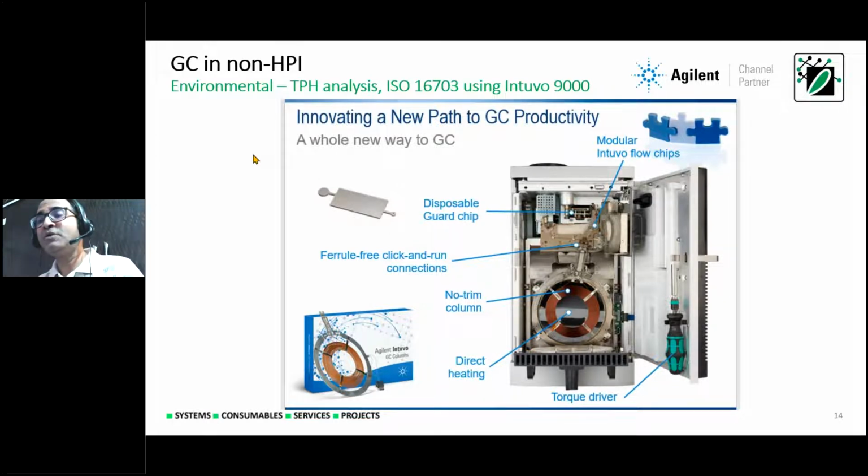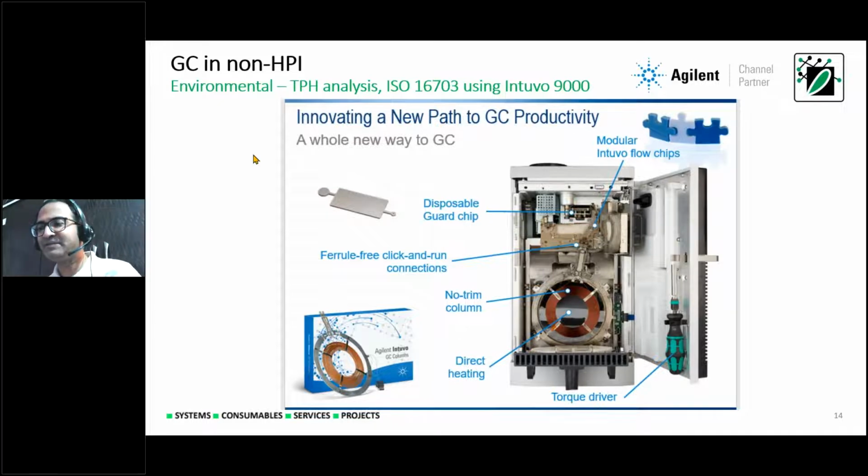But total petroleum hydrocarbon is another analysis that many testing labs, and even the hydrocarbon or the HPI labs, also do. Therefore, this would be a very interesting application to look at. Here, we are not looking at a standard 8890 series GC, although the 8890 series GC also is useful, but we are giving you another option. Please look at this other GC, which is the Induvo 9000 series GC.